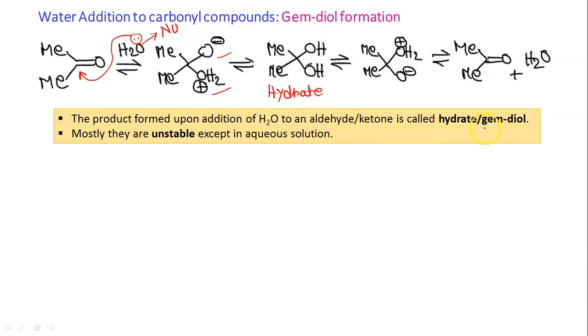It is also known as gem-diol because 2 OH groups are attached to the same carbon. That is why it is known as gem-diol. The word gem is used when similar substituents are attached to the same carbon.